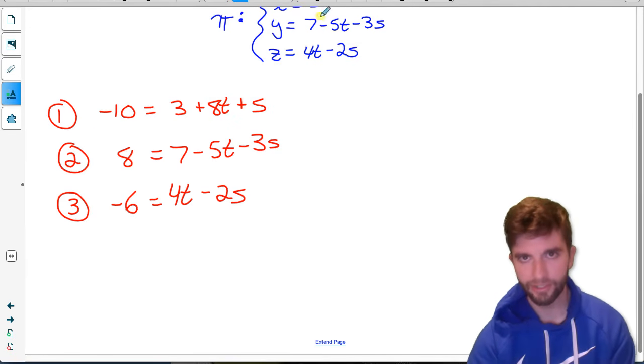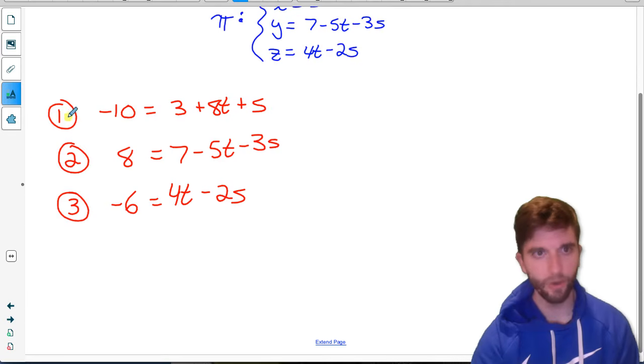So the pair of equations I'm going to choose to use are equation 1 and 2. Like I said, you could do any pair, but I'll choose equation 1 and 2. And now with equation 1 and 2, I'll solve for both t and s that make those two equations true. And I'll do that using elimination.